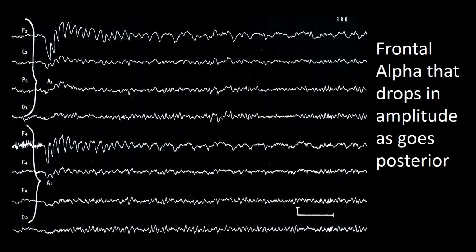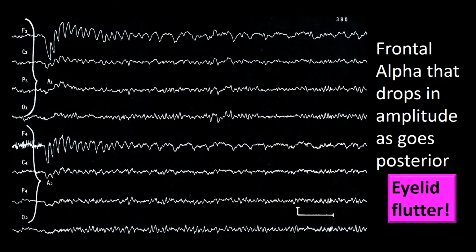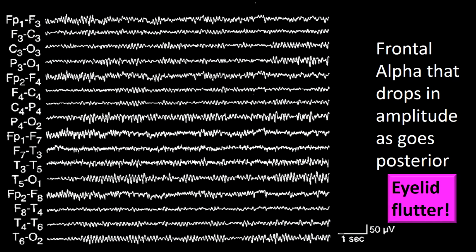The epoch which I am showing you shows slow alpha-like activity in the frontal lids that decreases in amplitude as it goes posteriorly. This is typical of eye flutter. Unlike nystagmus, eye flutter is smooth in both directions. This is another example of eye fluttering. Notice the drop of the alpha-like activity from the frontal lids to the occipital lids.